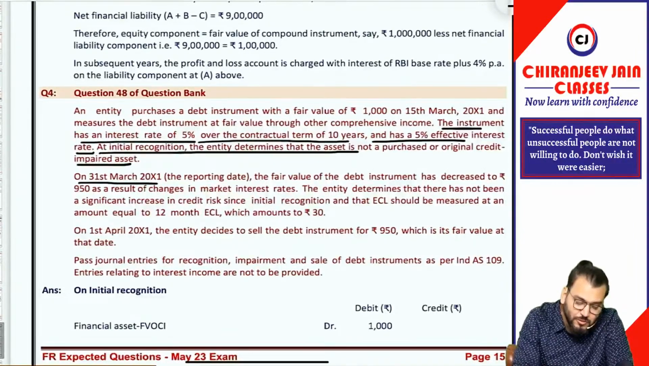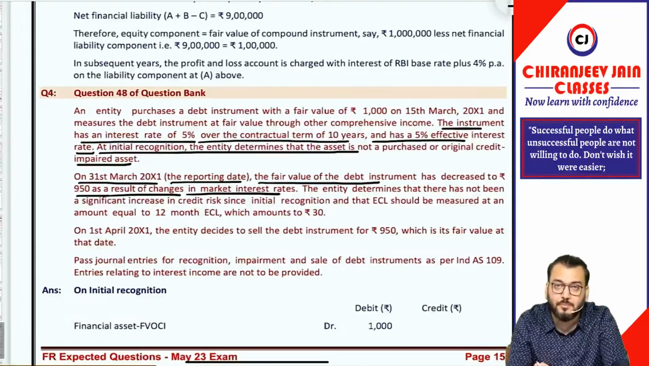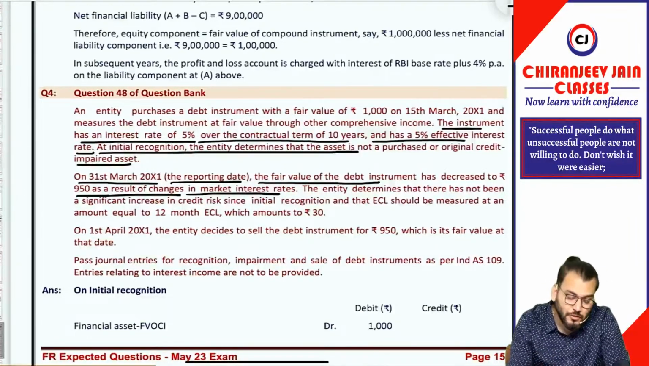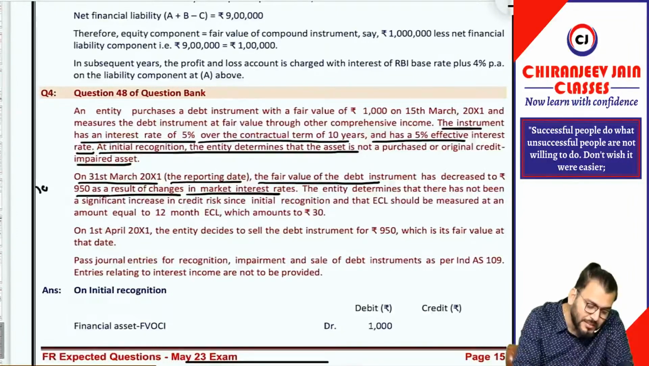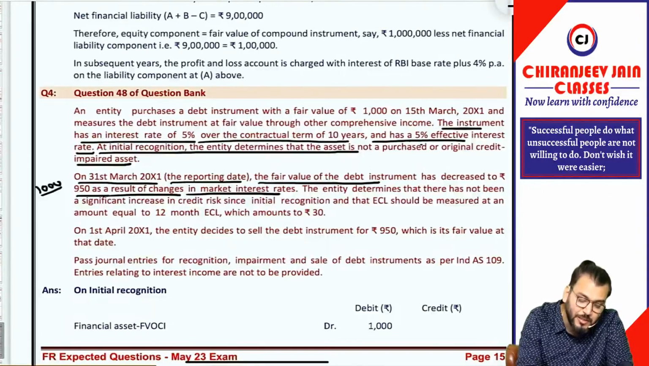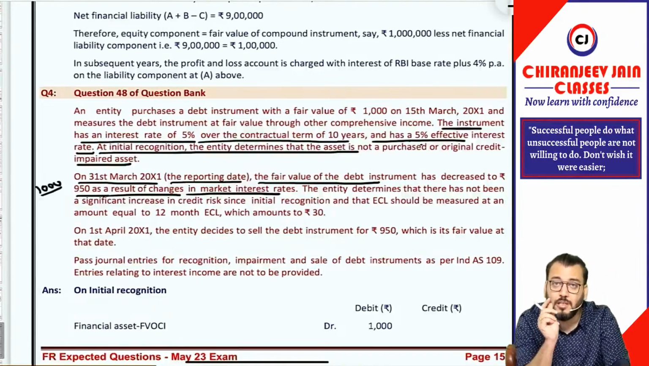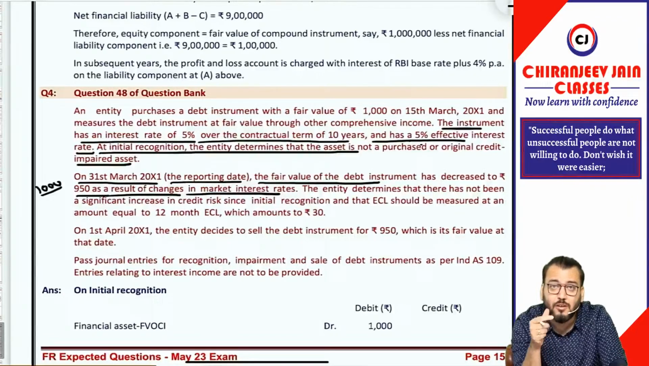On 31st March 2001, the reporting date, the fair value of the debt instrument has decreased to 950 as a result of changes in the market interest rate. So now the fair value becomes 950. Of course the carrying amount was 1000. Why is the carrying amount 1000? Once again, because both the contractual rate of interest and the EIR are the same, the initial fair value will be the closing balance.